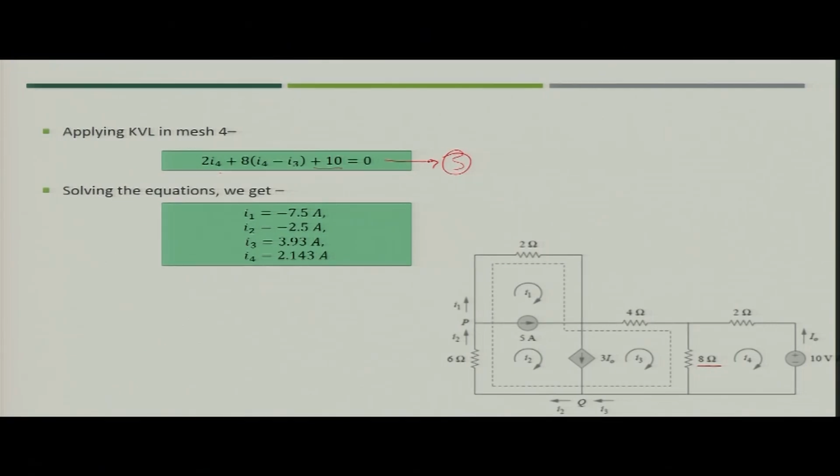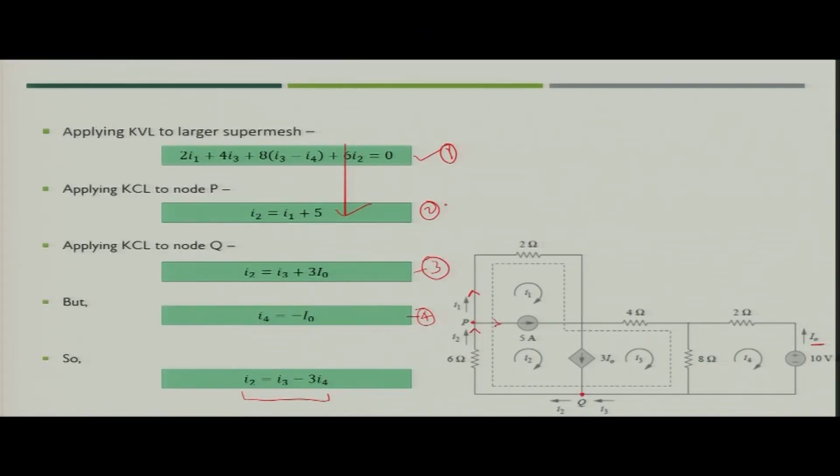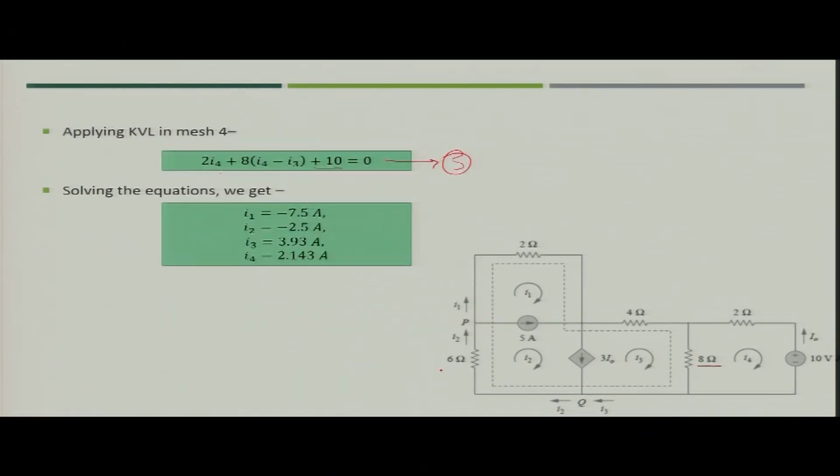Now, what you have to do? We have utilized this and put the value inside equation 3, and we have got I2 equal to I3 minus 3 I4. So, you take this equation, this equation, this equation and this equation. So, you have 4 final equations and you have 4 unknowns. You solve these 4 equations and you will get the values for currents I1, I2, I3 and I4.